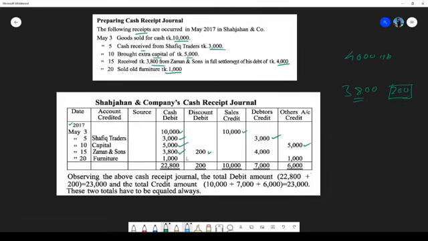So you received 3,800 taka here and 200 taka discount, but from your debit account your 4,000 taka is decreasing, right? Because you recorded that amount in your debit account. So this is how it goes. And finally, sold furniture for 1,000 taka.